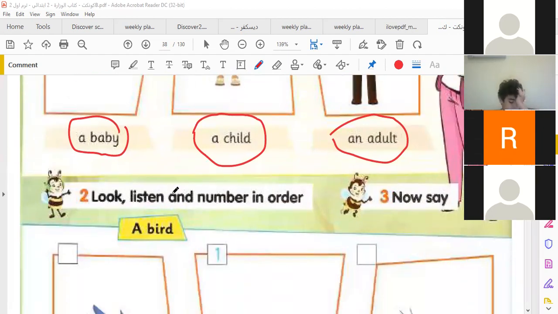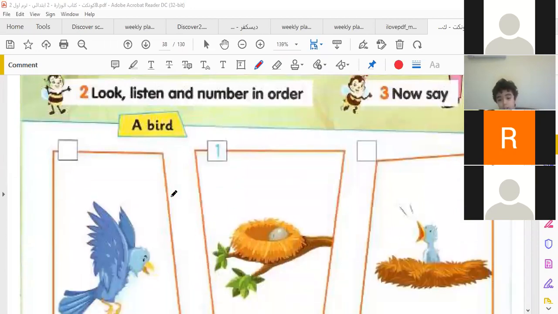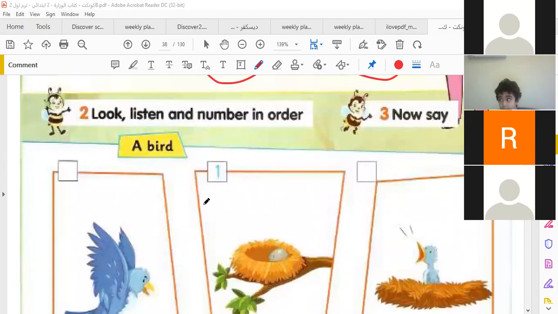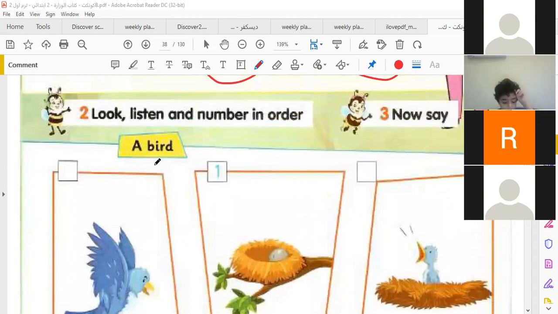Students, exercise number 2. Look, listen, and number in order. We have here a bird. Number 1, the bird was an egg. Then it is a small bird. It is a big bird. Okay.